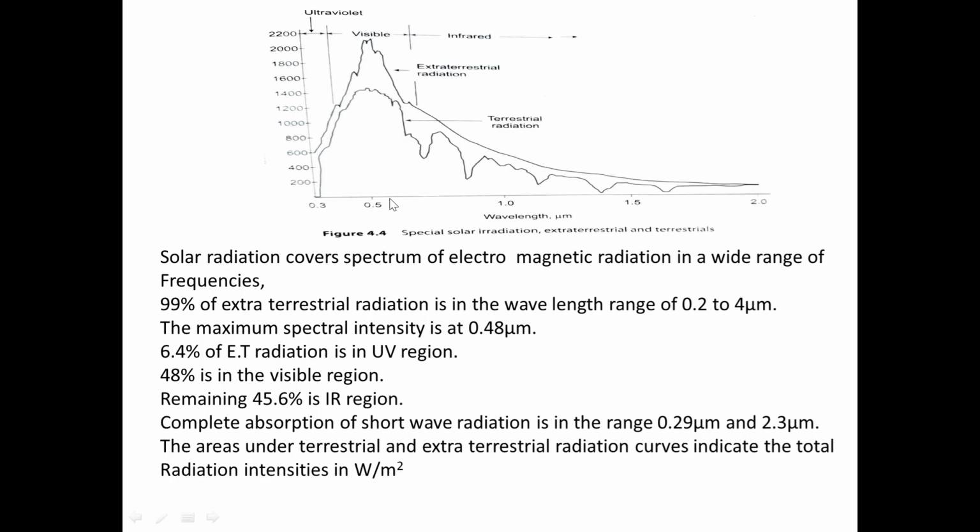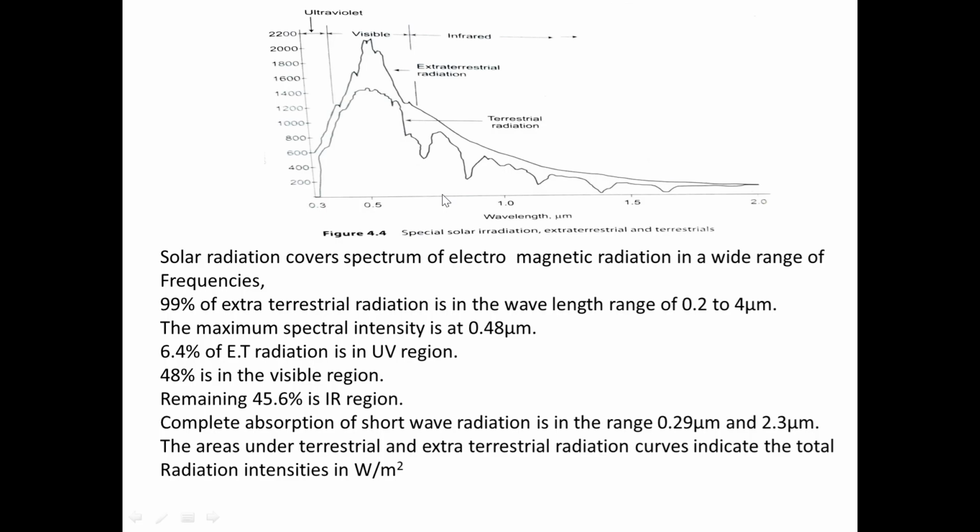You see from the graph here, this is 0. This is 1. If you look at the top graph, the first graph, it will occupy up to here, so much curve will be there. Generally, it is from 0.2 to 4 micrometer. If you look here, generally it will be 4 like that. So 99% of the extraterrestrial radiation is in the wavelength range of 0.2 to 4 micrometer.